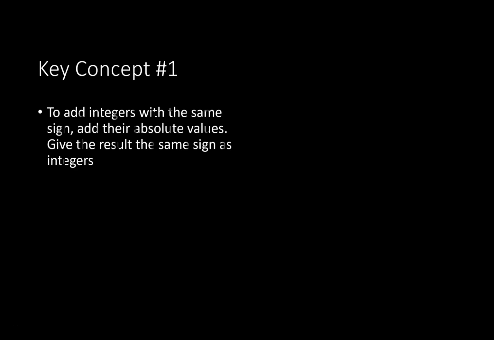All right, first key concept. To add integers with the same sign, so either positive and positive, or negative and negative, add their absolute values and give the result the same sign as the integers. So that would be -4 and -3. Add 4 and 3 would be 7, and then the sign of both of them is negative. So that's what gives me the negative sign here.